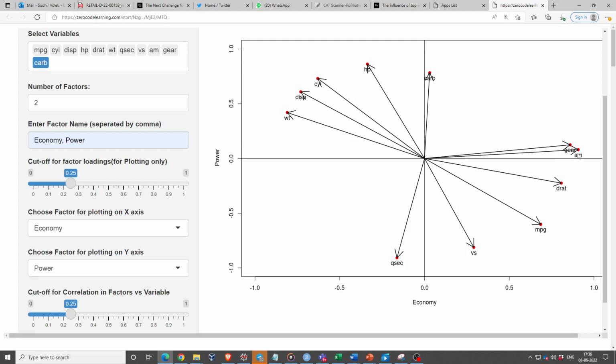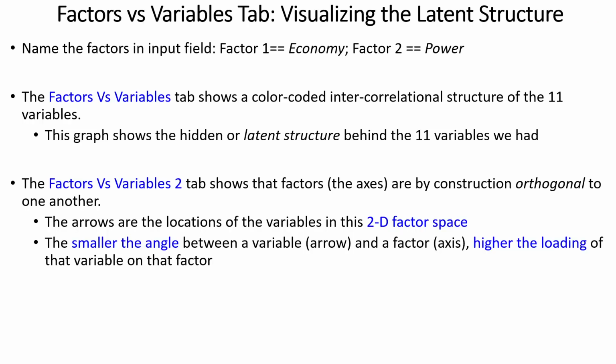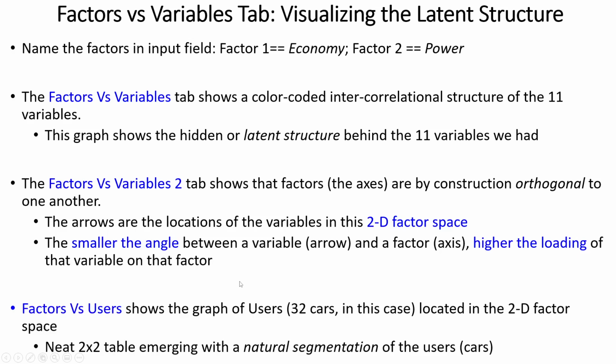You can see GAIR and AM. The smaller the angle between an arrow and the axis, the higher the loading of that arrow variable on that factor axis. So carburetors is loading heavily onto power, whereas number of gears is loading heavily onto economy. That's basically how it comes through. The arrows are the locations of the variables in 2D factor space. We have two factors, that's why it's two-dimensional. The smaller the angle between a variable and a factor, the higher the loading of the variable on that factor.